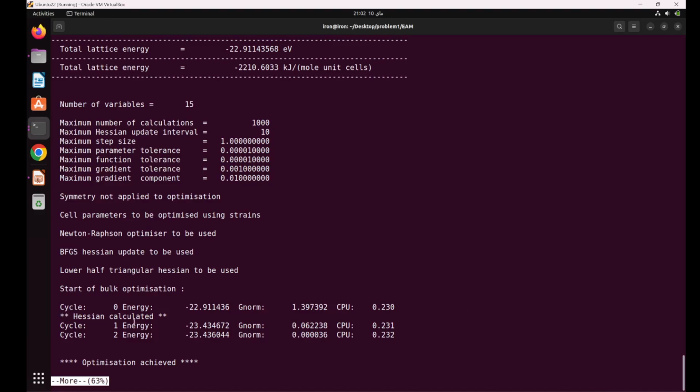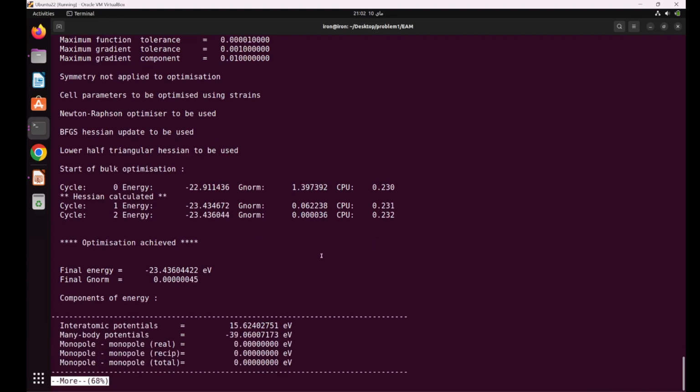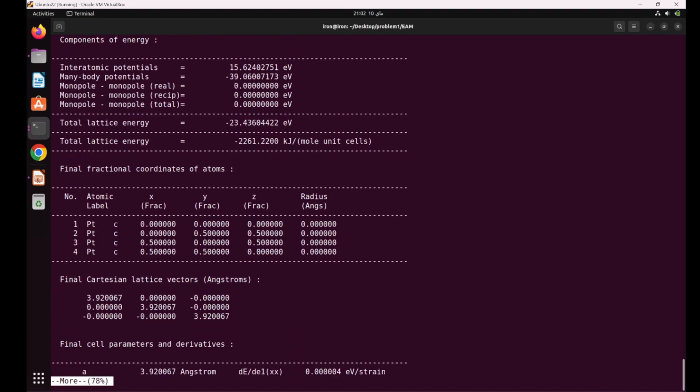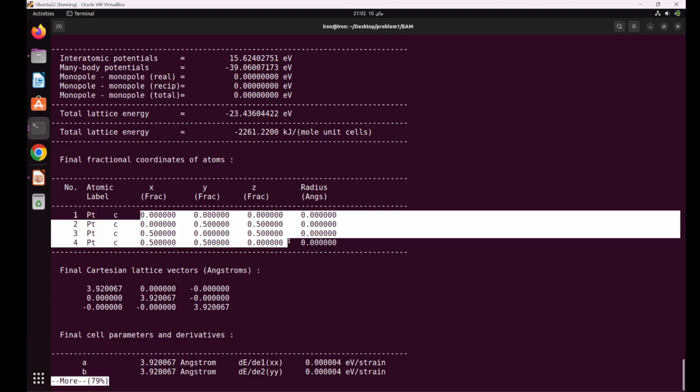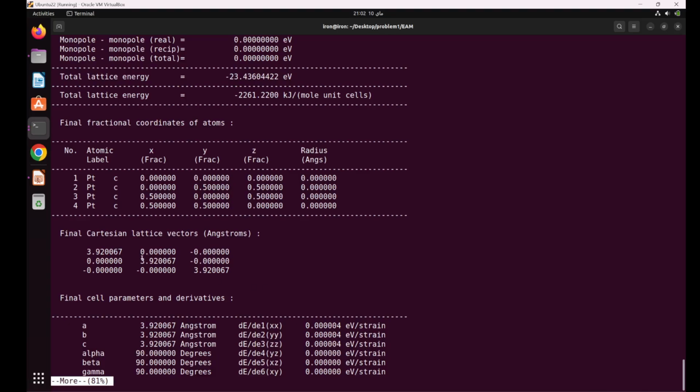And then after that, optimization will start. In fact, after the first cycle, an optimization has been achieved within 2 iterations or cycles. And that's the final energy in electron volt. And if we check the lattice parameters, they are actually 3.92. Of course, we still maintain the cubic symmetry. It's an FCC. The fractional coordinates didn't change. As I said, we are still maintaining the FCC crystal structure. But that's the equilibrium lattice constant, 3.92 angstrom.